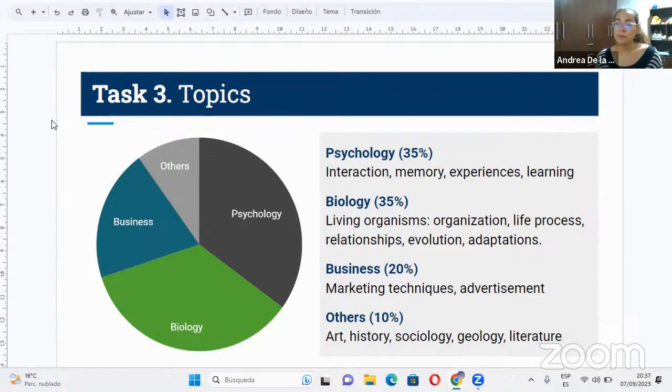Now, that is like 90% of the time, but there's also a small chance that you can get something different, something related to the arts, history, sociology, literature, and many other things.